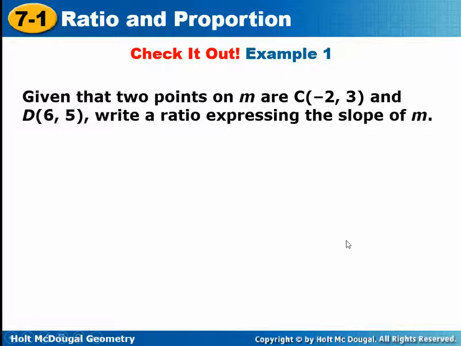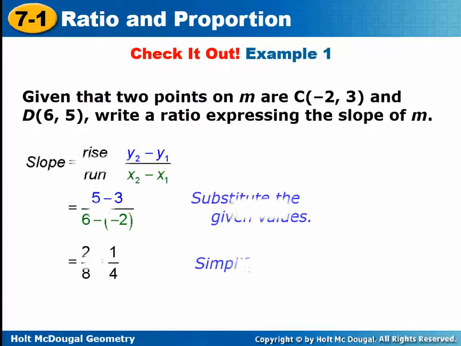Alright, see if you can do one here. You've got 2 points, and you're going to write a ratio expressing the slope of m. I thought this would go step by step so you could check your work, but when I clicked the button, it all appeared. So let's see again. We have rise over run. For slope, you take the difference of the y values for the rise and the difference of the x values for the run, and you plug these in. So we have 5 minus 3 for the rise, and then 6 minus a -2, which is the same as 6 plus 2, for the run. Then you simplify your fraction. So our ratio in simplest form is 1 over 4, or 1/4.